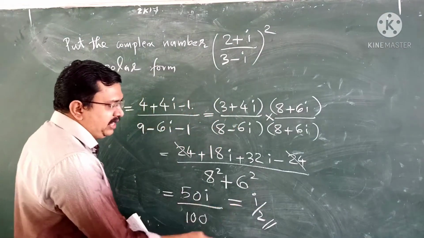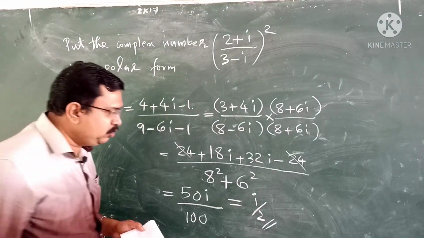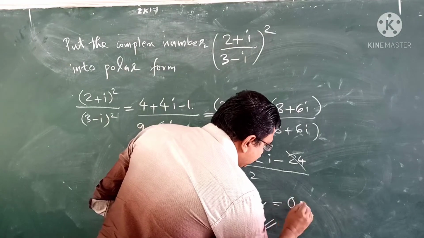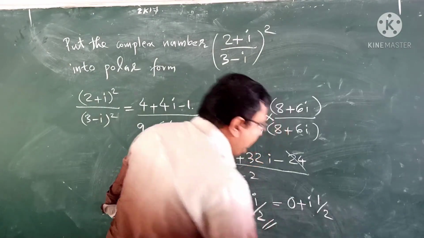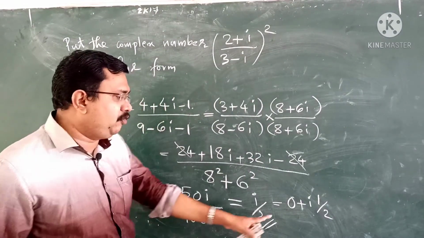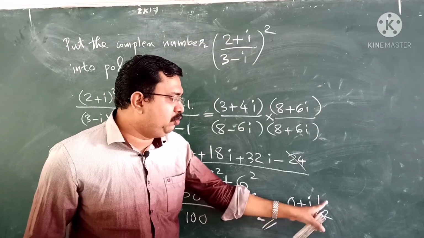1 by 2 into i, that is i by 2. Okay, we get i by 2. This can be written as 0 plus i into 1 by 2. That is our standard form, x plus iy, that is 0 plus i into 1 by 2.